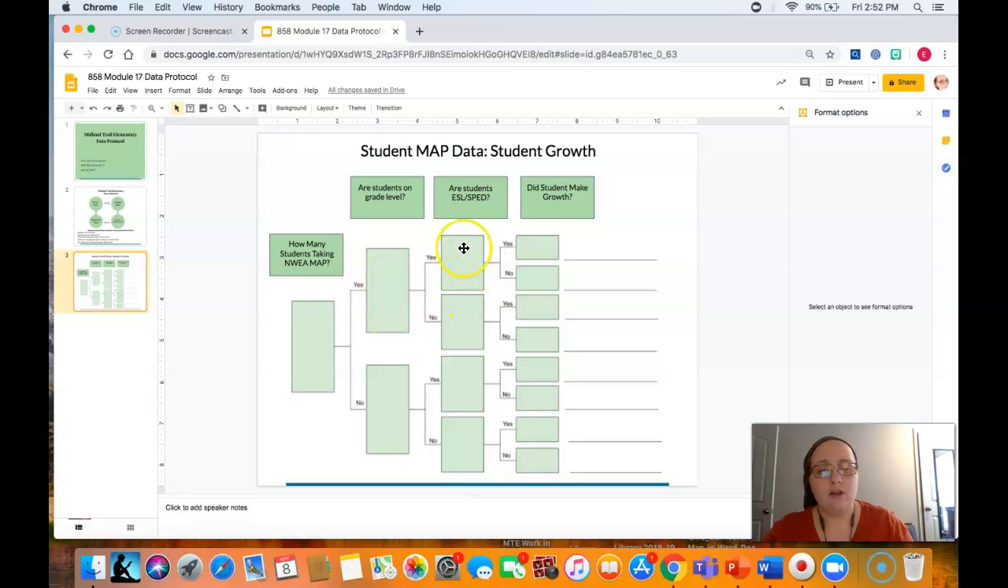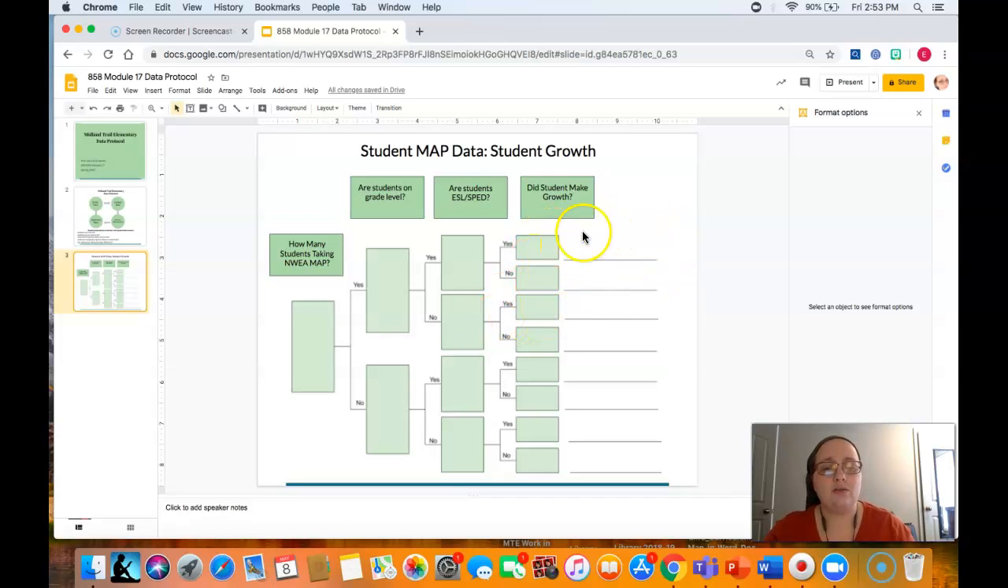If they're not on grade level, are they ESL or special education? That needs to be taken into consideration. And did they make any growth? Even 1 point? Are they growing or did they go down? That's important to know to see what is and isn't working.